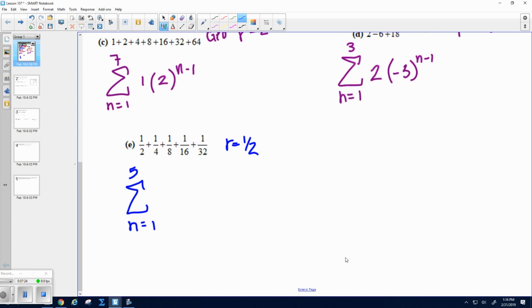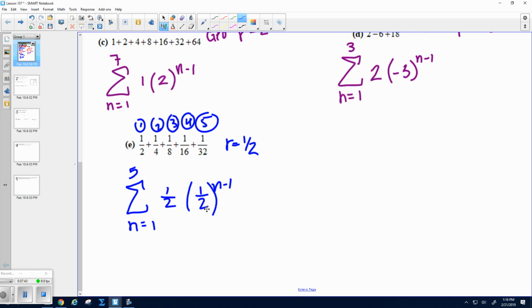N is the term number you're on, so it always starts at, this is the first term, and I'm adding up each term. So you plug in all those and add them up. All right, so then I have a sub 1 is 1/2. My R value is also 1/2 to the n minus 1.